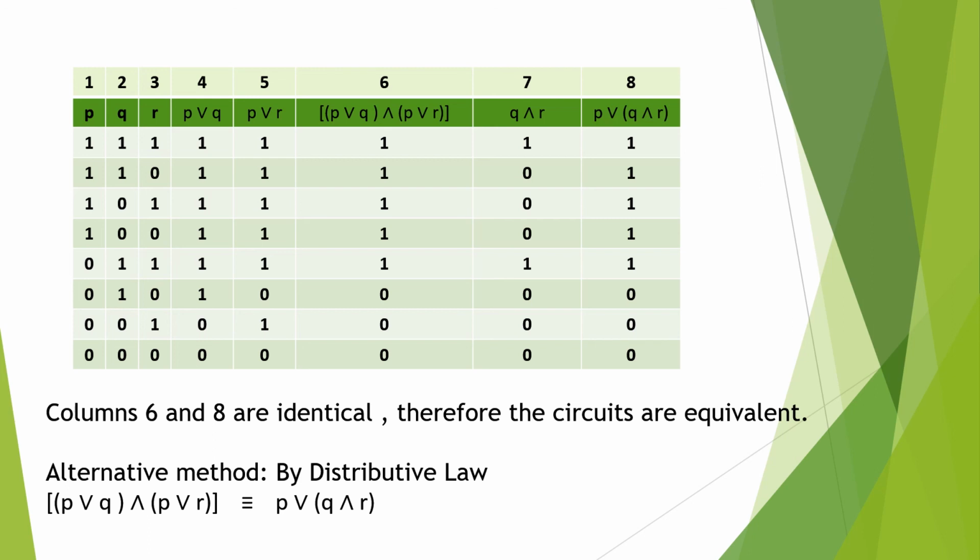Now we can prove it by alternative method, and that method is by distributive law. (P or Q) and (P or R) is equivalent to P or (Q and R). Therefore the two statement patterns are equivalent. That means the two switching circuits are equivalent.